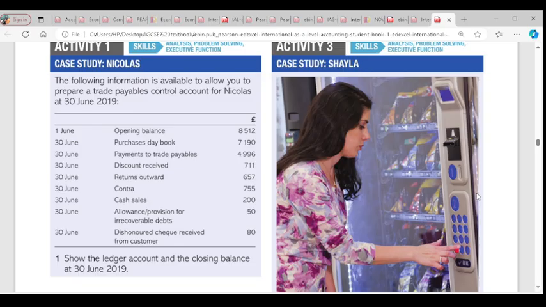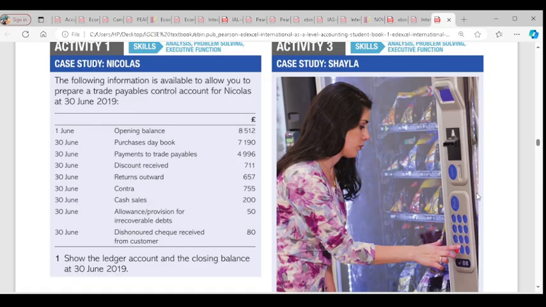Dishonoured cheque received from a customer is not going to be part of this. It's sales, because this is for suppliers. Payment to suppliers will be here, not payment from customers. A dishonoured cheque received from a customer is not for this account.